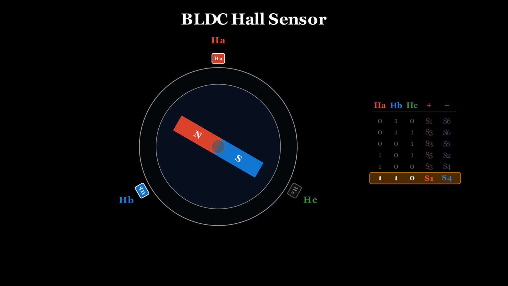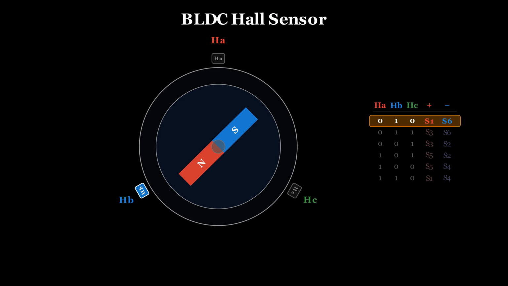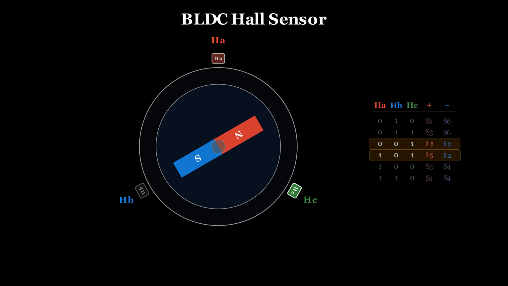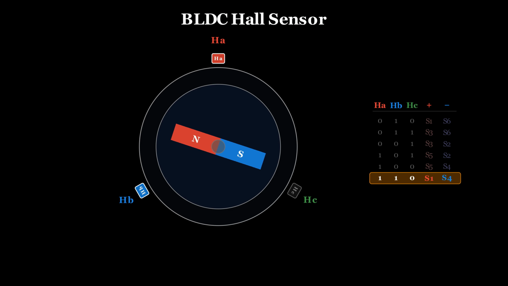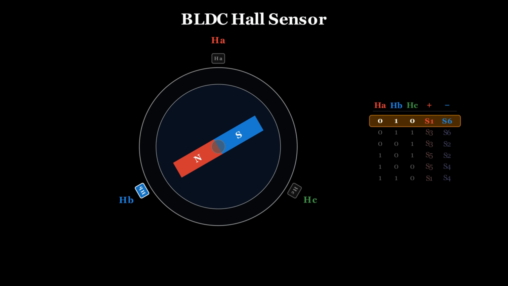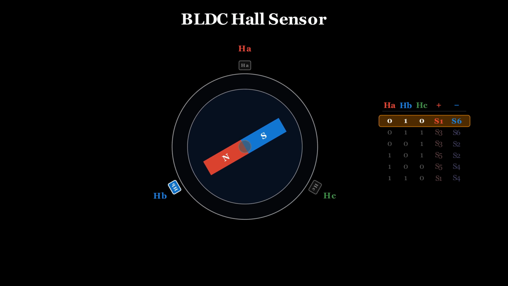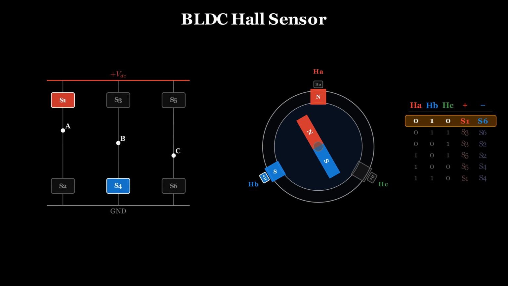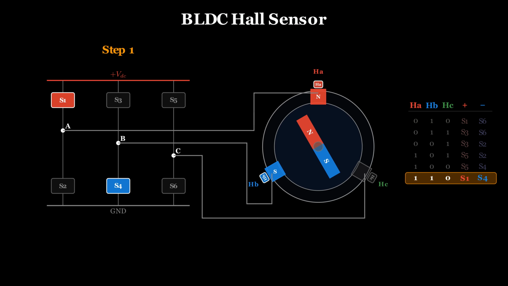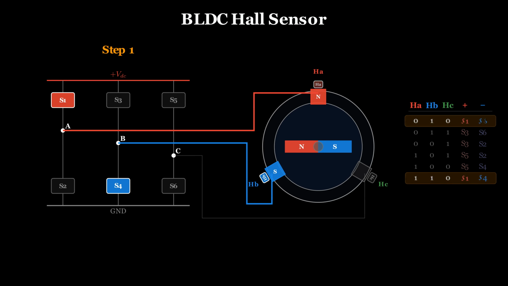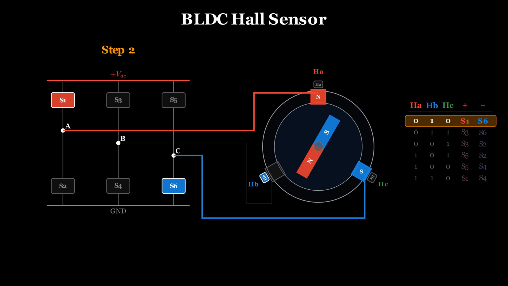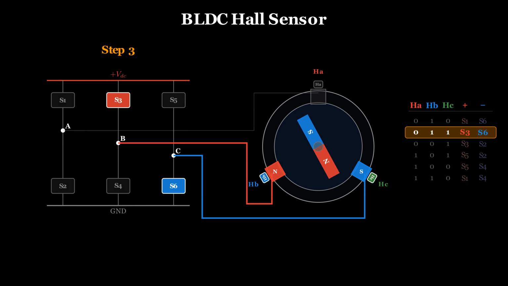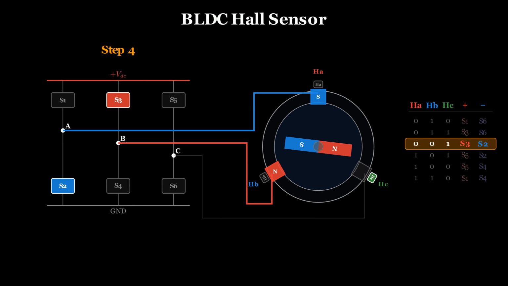But here is a critical point. A state where all signals are high or all are low can never occur during normal operation. If you see such a state, it means the sensor is either disconnected or short-circuited, indicating a serious fault condition. Now, we can use these Hall sensor signals to drive the motor by creating a predefined commutation table. This table tells the controller exactly which switches to turn on and off based on the current sensor state.